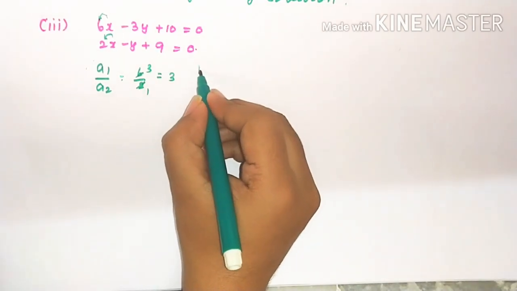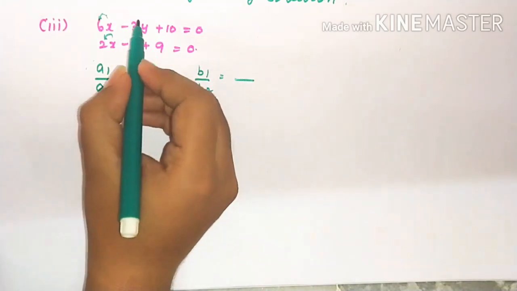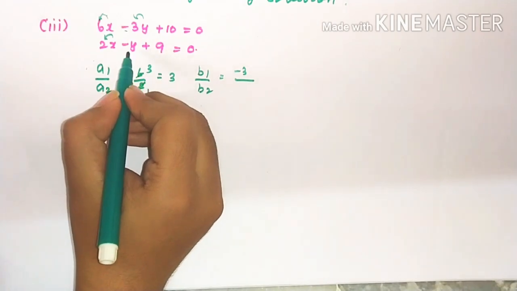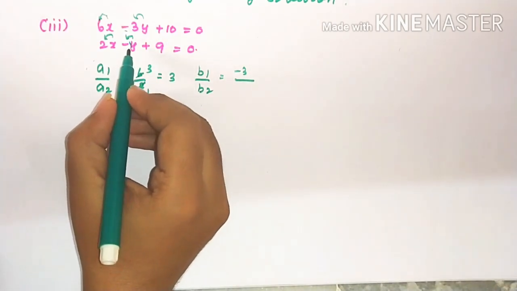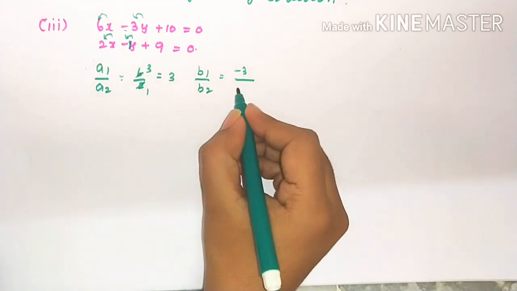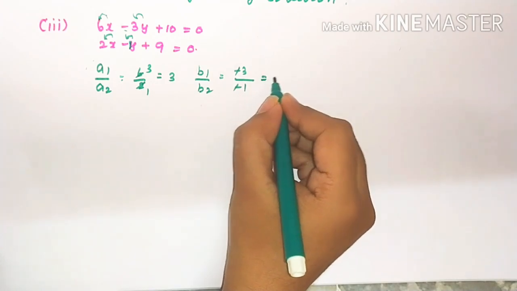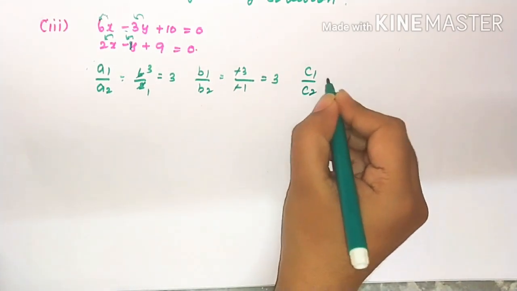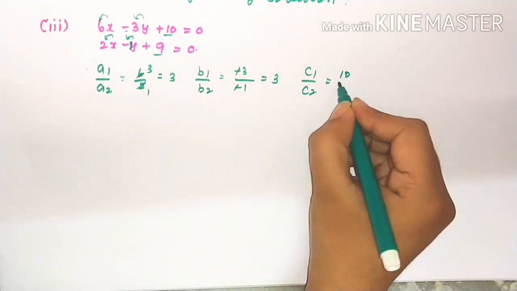Next we can find out b1 by b2, the coefficient of y. Here the coefficient of y is minus 3, we can write in the numerator. In the second equation the coefficient of y, there is no number, which means we have to consider it as 1. So we have to write minus 1. So minus and minus cancel. 3 divided by 1 we can consider as 3. Next one, c1 divided by c2 is the constant term. Here what is the constant term? 10 and 9. So 10 divided by 9.